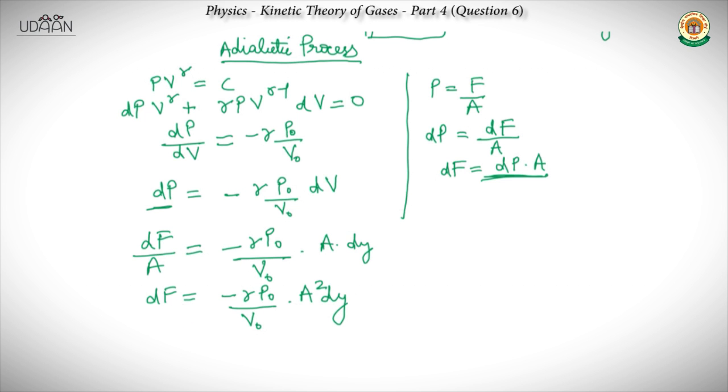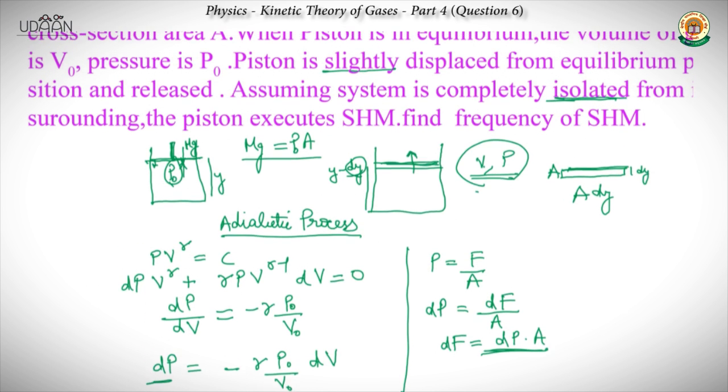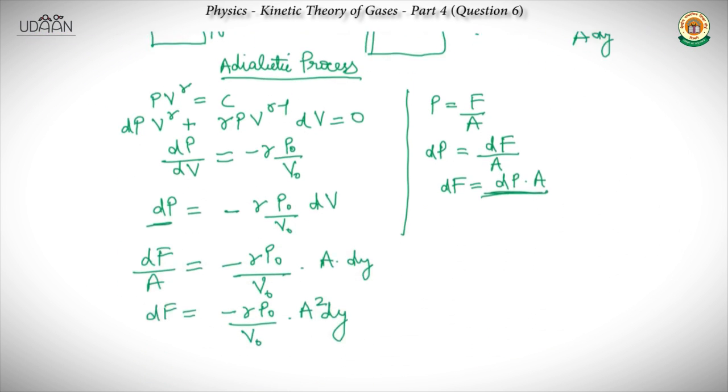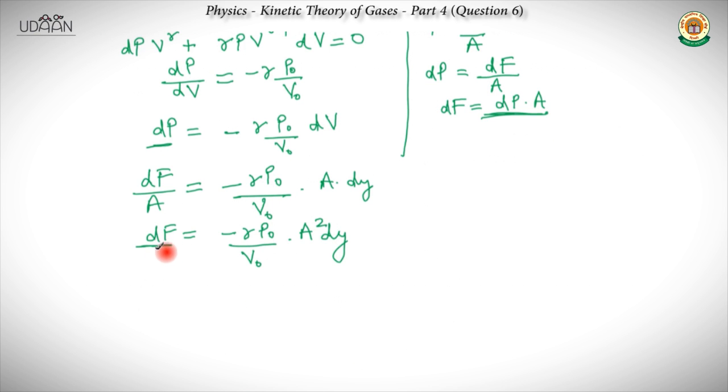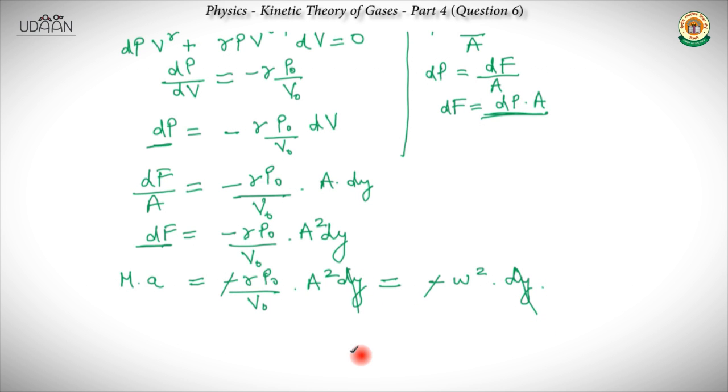Now since we were talking about the acceleration of our piston, the piston executes SHM, the mass of the piston is m, so we can denote it by m into the resulting acceleration that occurs on it, which tries to bring it back, equal to minus gamma P naught by V naught A square dy. And since it undergoes SHM, for SHM, m into a is equal to minus omega square into the displacement, which is equal to dy here. Right. So we cancel these out. We get omega.